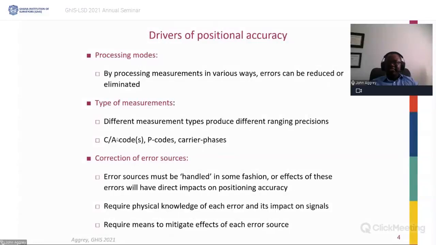Error sources that it can handle. So it can account for many error sources, and these error sources have to be handled in a particular fashion in order for us to get rid of them, for you to be able to obtain the actual position that you want. It also requires you to have a physical knowledge of the surrounding.